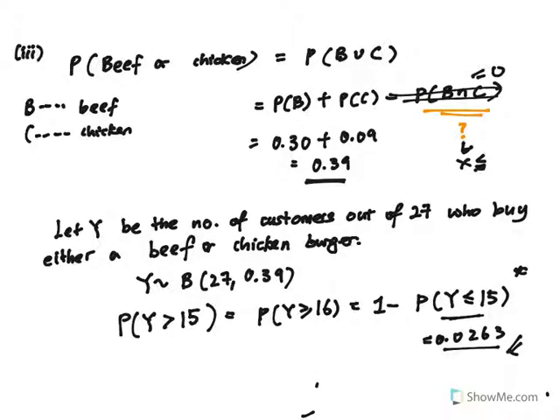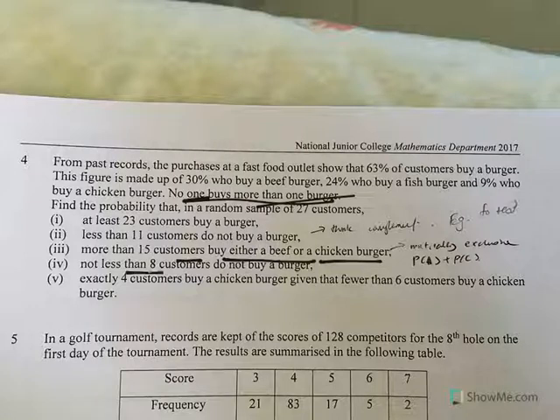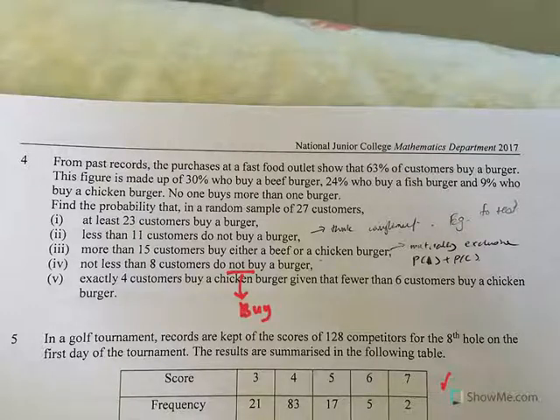For part 4, not less, do not buy a burger. Not less than 8. You can think about this in two ways. Number one, you can also use the complement. Do not buy, you think about the complement. That means I buy. 8. What's the opposite of 8? That means it could be 27, right? 27 minus 8 is 19. The complement is 19. Not less, that means could be what? Not less means what? The opposite is just less. So less. Okay, not less means what? Not less.